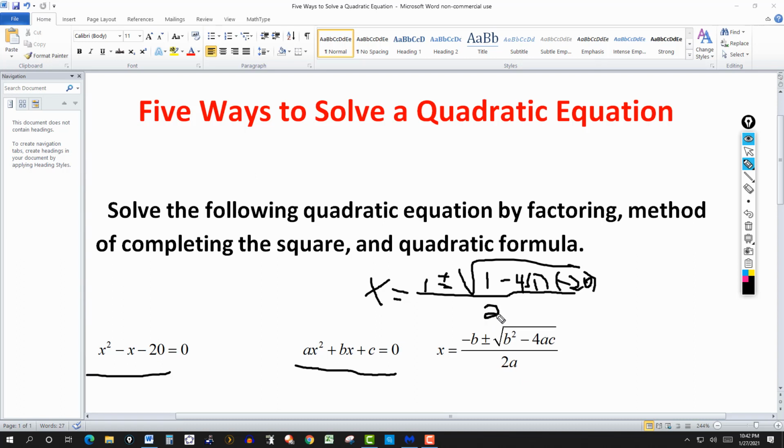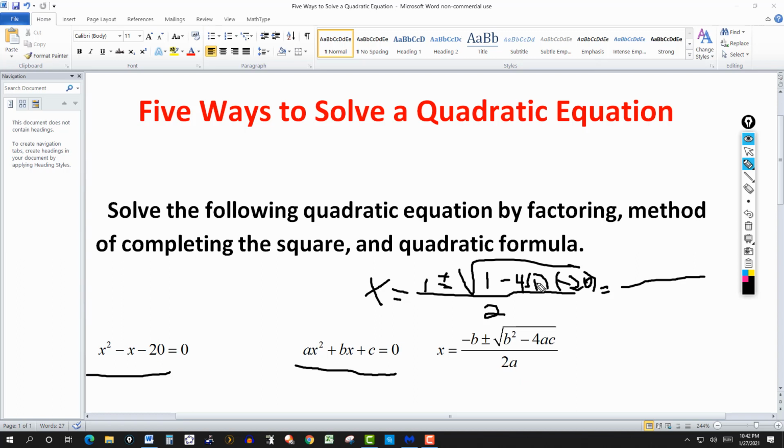And then in the denominator again, it's 2 times a. A is 1. And of course 2 times 1 will give us 2. So it's just a matter of computing the expression under the radical. Negative 20 times 1 times negative 4, that's 80. And then a 1 gives us 81. But the square root of 81 is 9.